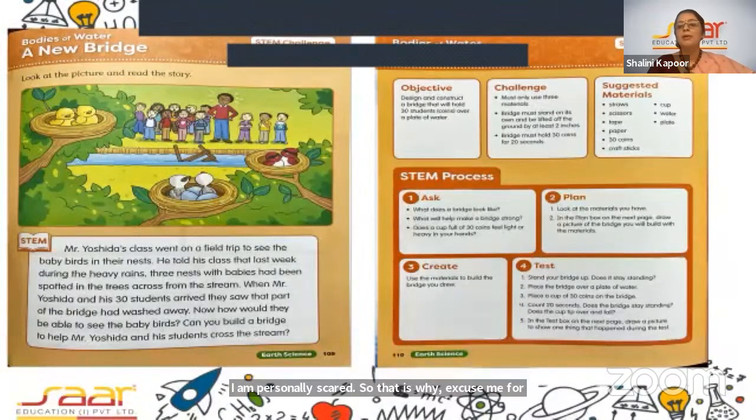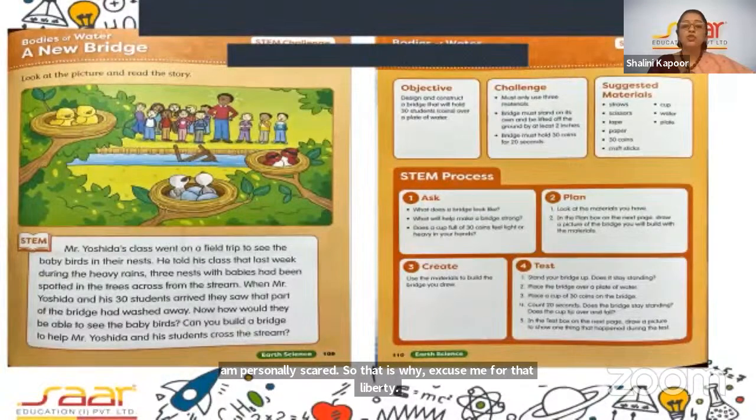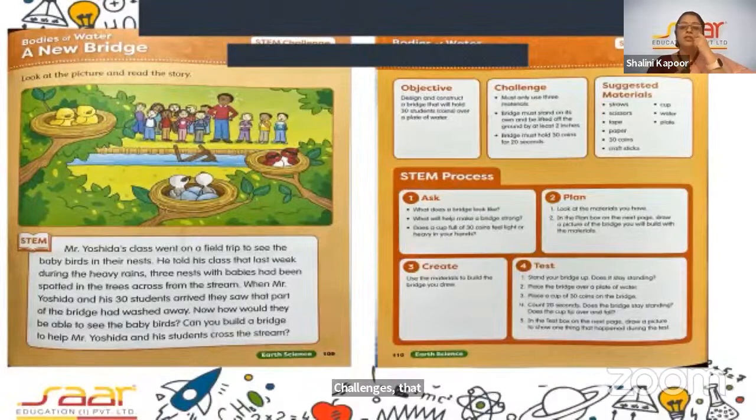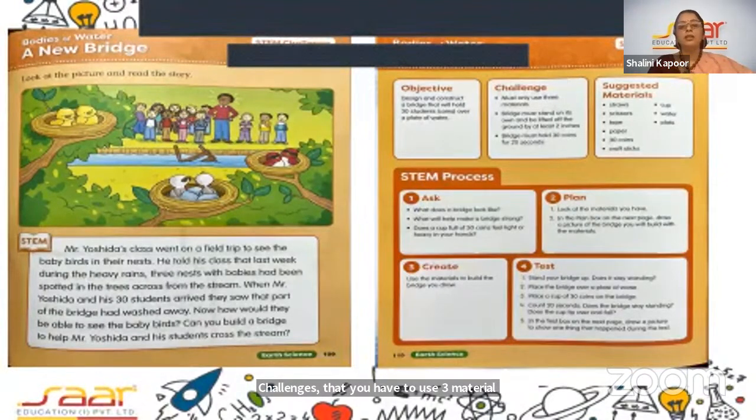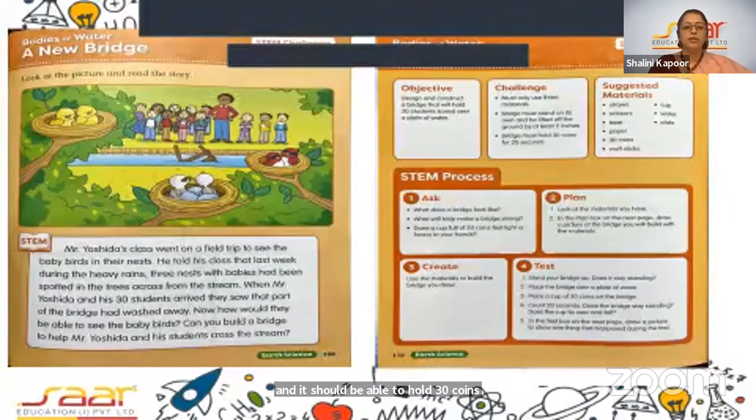The challenge is that you have to use 3 materials, and the bridge must be lifted off from the ground by at least 2 inches, and it should be able to hold 30 coins for 20 seconds. That's the challenge for us, right?